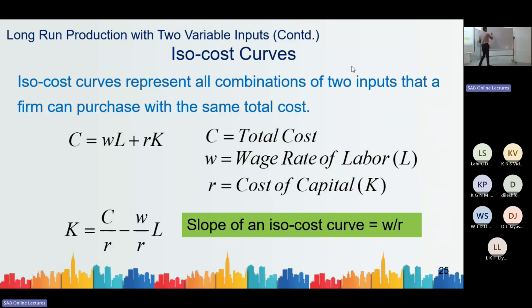So the total cost can be expressed in this way: wage rate multiplied by the amount of labor utilized plus rental rate into the amount of capital utilized. This is the labor cost. This is the capital cost. Total cost has two components, labor cost and capital cost.